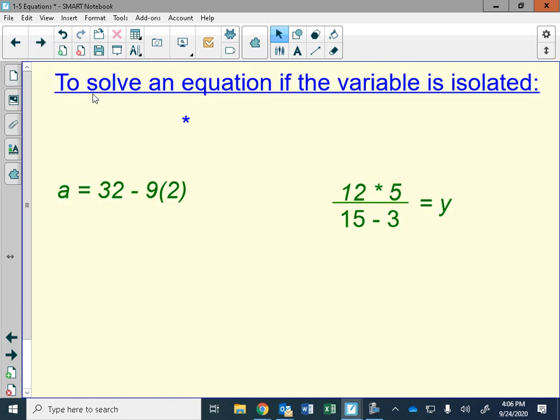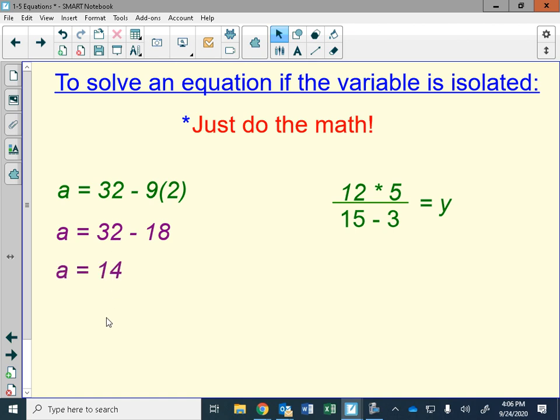To solve an equation, if the variable is already isolated, just do the math. Okay, let's take a look at this example. If we have a equals 32 minus 9 times 2, the first thing according to order of operations that we'll have to do is we have subtraction and we have multiplication. We'll have to do the multiplication first. When we do that, we get a is equal to 32 minus 18. We just have one step left, and that's to subtract, so a is equal to 14.